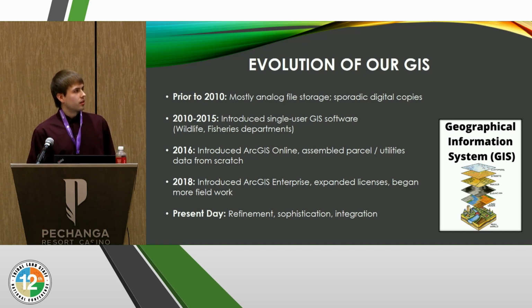Then in the early 2010s, the wildlife and fisheries departments first acquired some single-user GIS software, so they were doing their own analysis for environmental sciences. But nothing, again, was really linked. They were downloading their own data individually. And then approximately 2016, our GIS administrator helped us get introduced to ArcGIS Online, which was a big step in helping the tribe acquire what is very similar to what I just showed you.